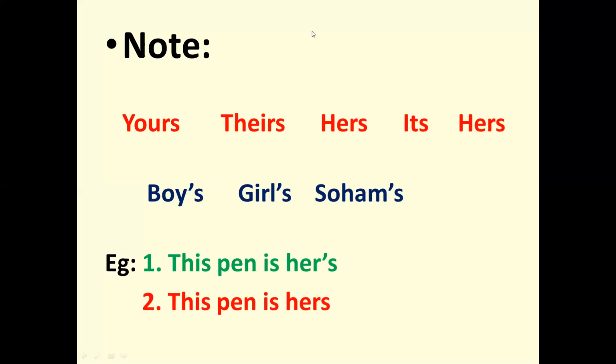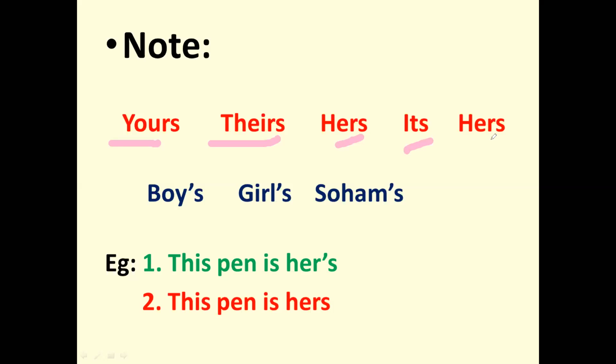Let me take the pen. So here, yours, theirs, hers, its, these are the possessive pronouns. So boys, girls, so on. There is an apostrophe here, but here we don't have any apostrophes. Okay, these are the possessive nouns.